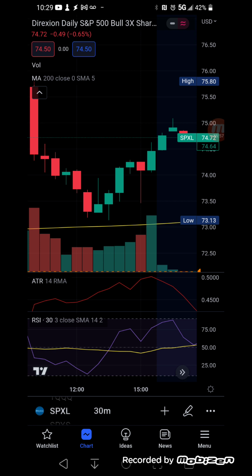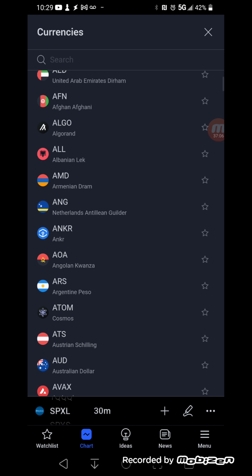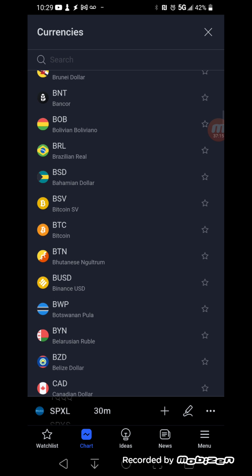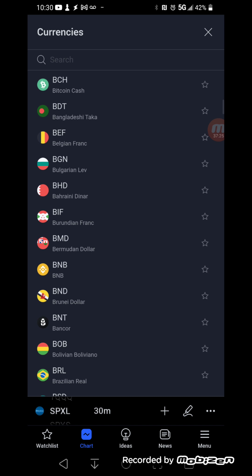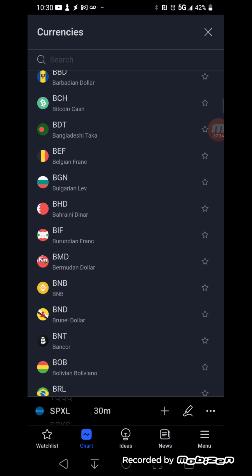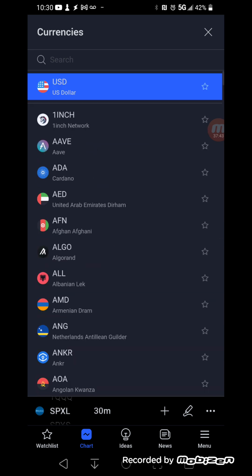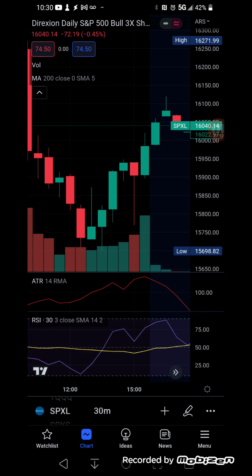I can also click all the way up there where it says USD and change it to something else. To Bitcoin? Brazilian? It doesn't have Bitcoin, or maybe it does and I can't find it. What's the info for Bitcoin? Okay, you can't put in Bitcoin. Argentine pesos. That's the same stock, same graph, same percent, but it's showing 16,000. That's how much it costs over there in Argentina, 16,000.